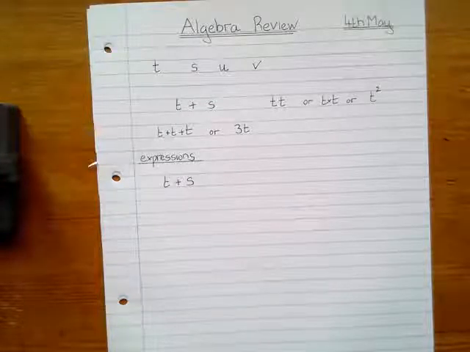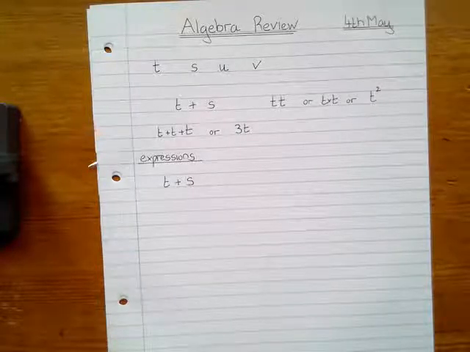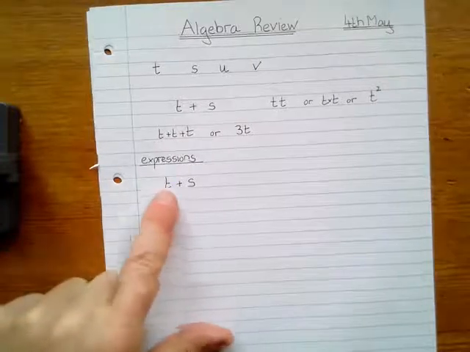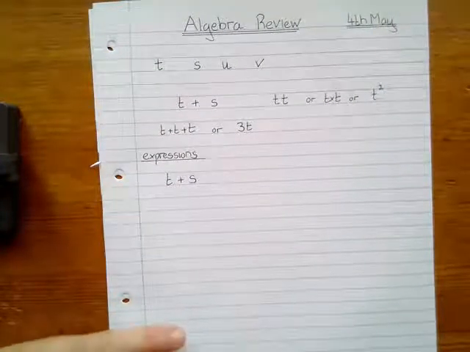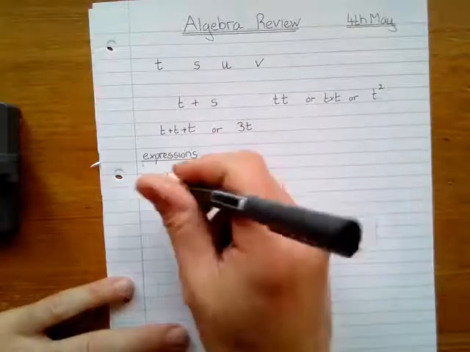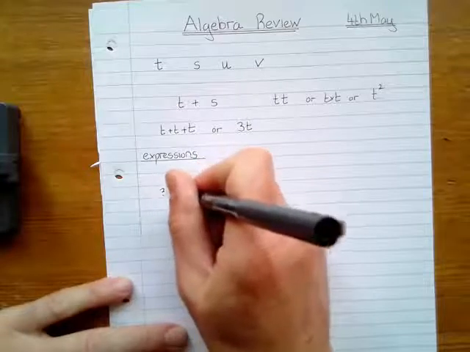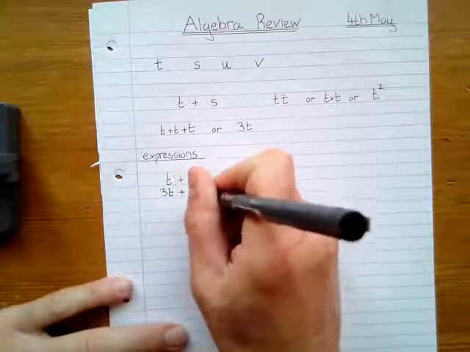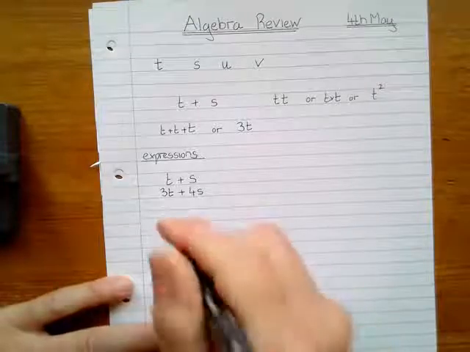We don't use the word when we're just writing sums. So if I'd written 5 plus 4, technically it's an expression, but I would just say, oh, it's just a sum, a calculation that you've got to do. But when there's algebra involved, we call it an expression. So that's an expression. Here's a couple more for you. 3 lots of T plus 4 lots of S. That's an expression as well.